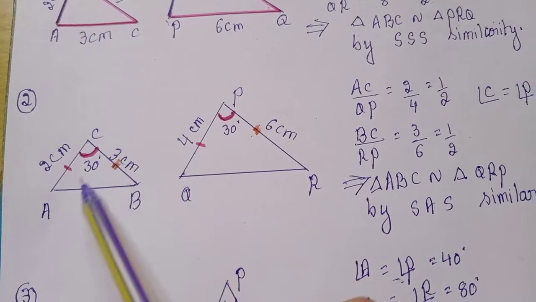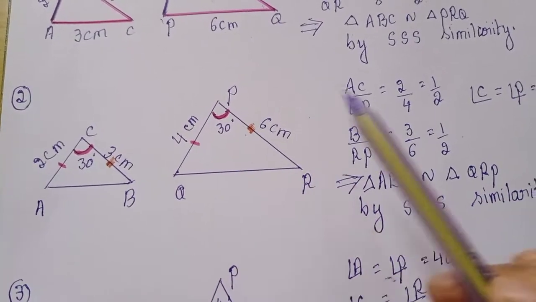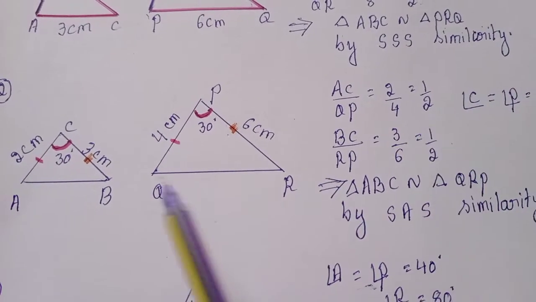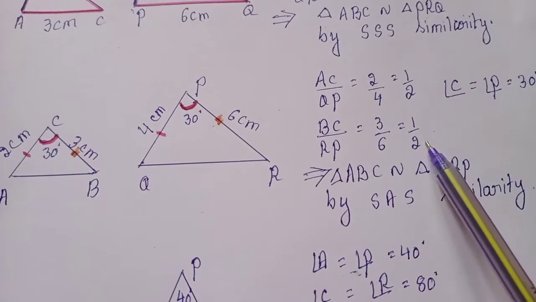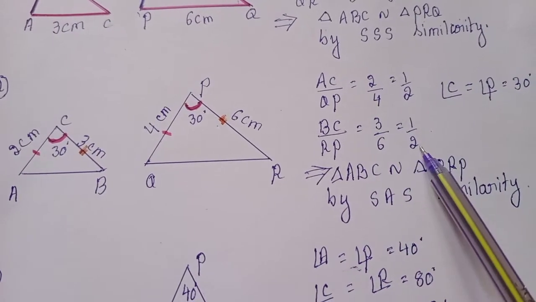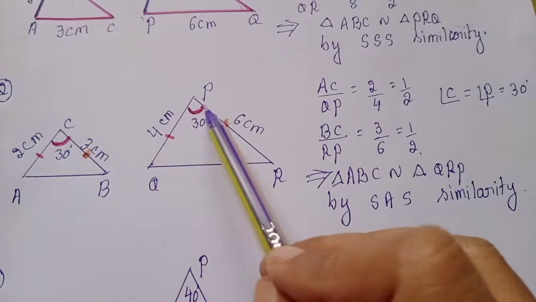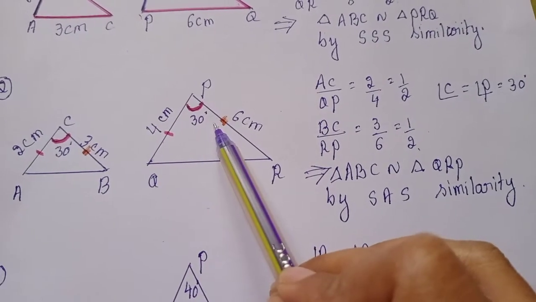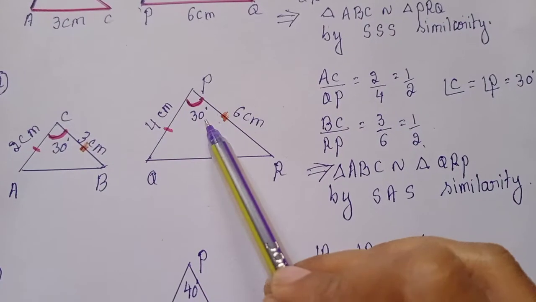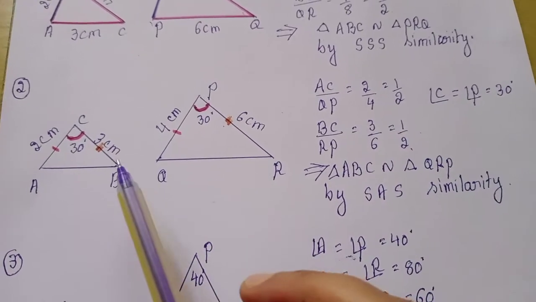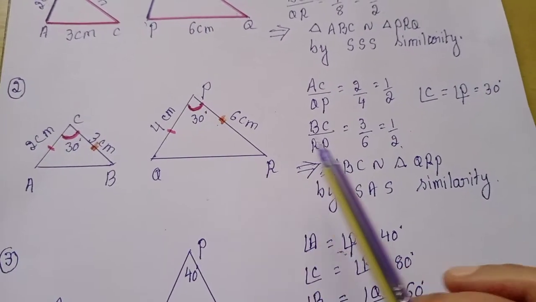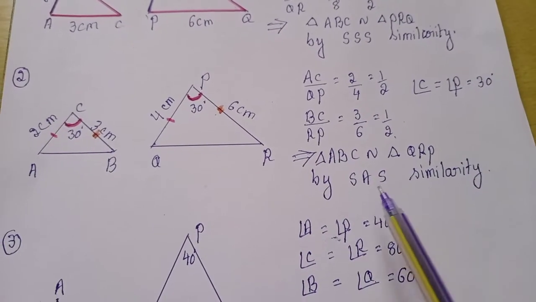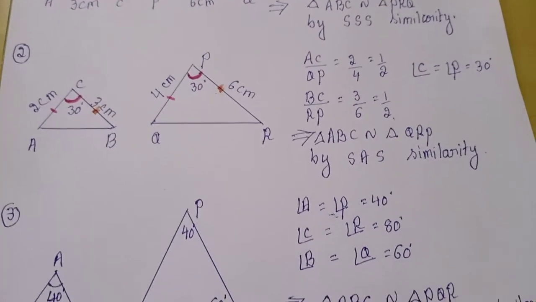Here you can see AC by PQ, that is 2 by 4, how much do you get? 1 by 2. And 3 by 6 is also 1 by 2. So these two sides are in the same ratio and the included angle is equal, that is angle C equals angle P. Angles must be equal, so that is 30 degrees. So we can conclude these two triangles are similar by the side angle side similarity condition.